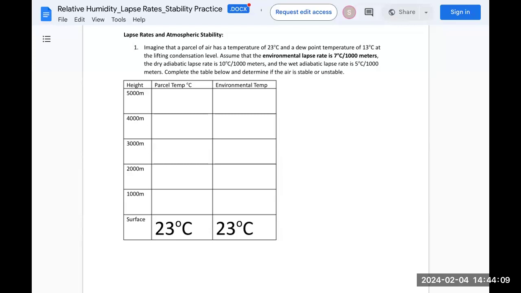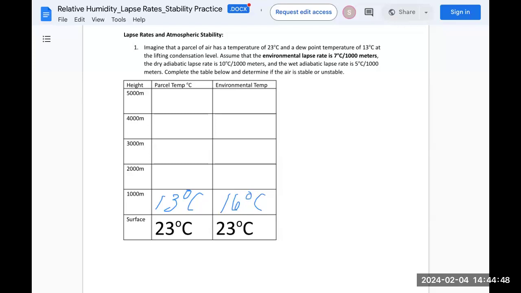So let's do the parcel temperature. The dry adiabatic rate is 10 degrees Celsius. So until we hit the dew point, we're just going to subtract off 10 degrees for every 1,000 meters. Again, these are rough estimates. It is always changing temperature. So if we start at 23 and I subtract off 10, that gets me to 13 degrees. Now for the environmental temp, I'm going to subtract off 7 because that's the environmental lapse rate, and that gets me to 16 degrees.